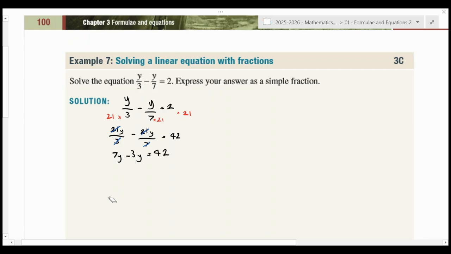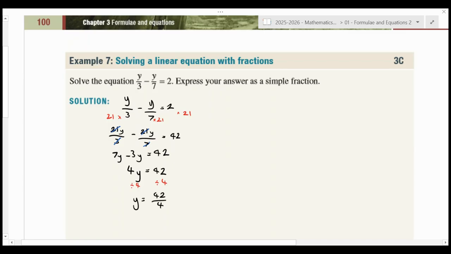Okay. So next thing, we've got 7y minus 3y. Now, this is just a simple one. When we collect like terms, that will give us 4y equals 42. We have to use inverse operations again. That's 4 times y, so we're going to divide both sides by 4, which will give us y equals 42 over 4.